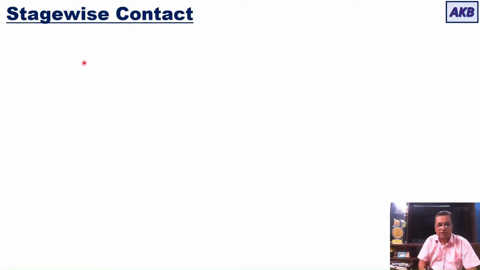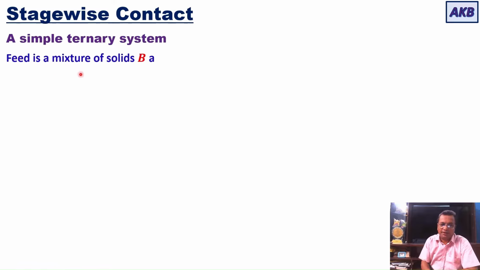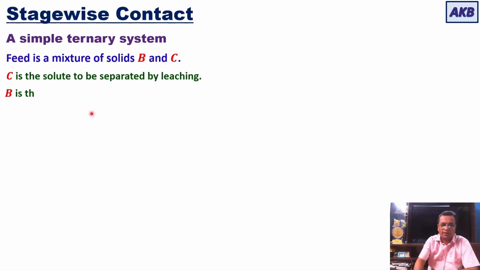To start with, we will know a little bit about the stage-wise contact. For that, I am going to consider a simple ternary system. In this case, feed is a mixture of two solids B and C. Out of this, C is the solute that is to be separated by leaching, whereas the other solid, that is B, is the insoluble solid, and it is called the carrier solid.